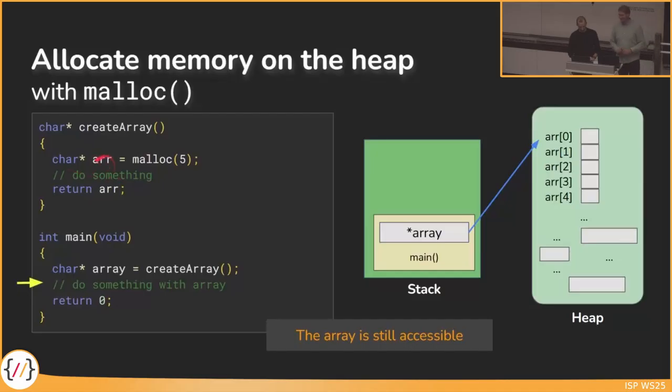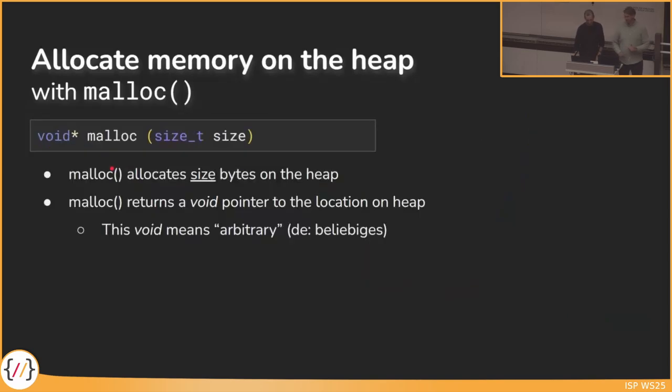Why does this variable ARR have to be a pointer? Maybe we come to the next slide and there we can discuss that. So malloc takes one argument, which is a size_t we've heard before, with the size of the number of bytes we want to allocate.